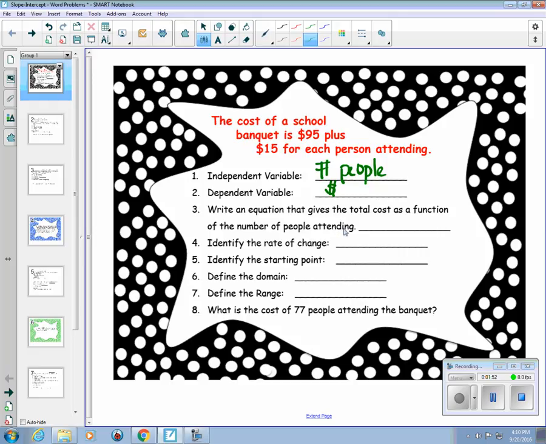All right. Write an equation that gives the total cost as a function of the number of people attending. So what's my equation? There you go. 15x plus 95. So what's my rate of change?